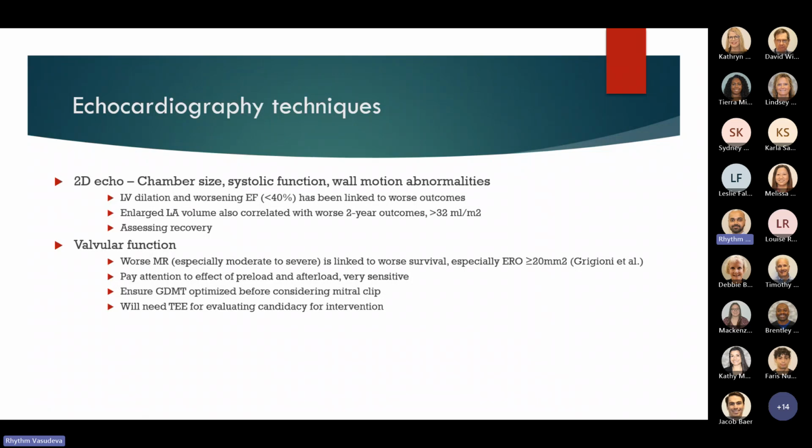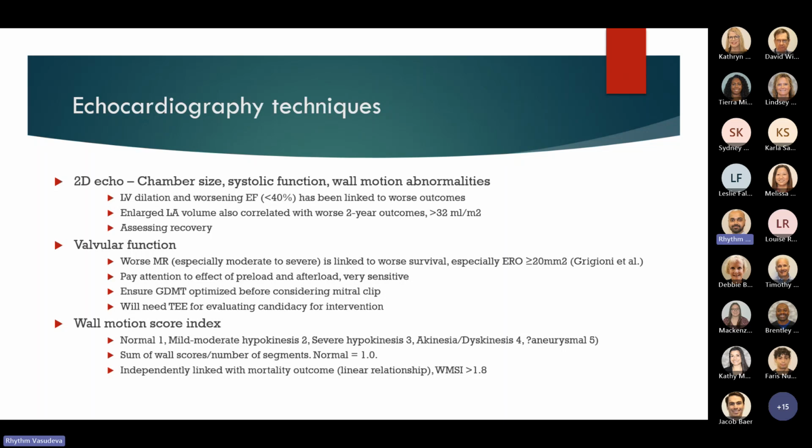because if they're symptomatic with dyspnea, chest pain, or fatigue with exertion, they may need additional treatment with an intervention such as a mitral clip. But you want to make sure you've optimized your GDMT and ensure they aren't severely hypertensive while you're getting these measures. The other important part in assessing MR, as we know, would be the heart rate.